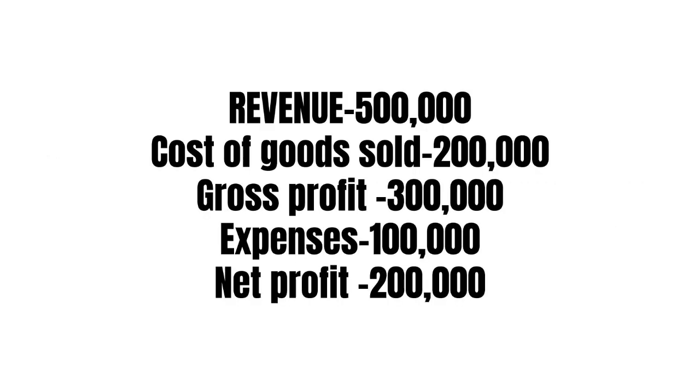Let's look at this example. We have a revenue of 500,000. The cost of goods sold is 200,000. Then the gross profit, that is when we deduct cost of goods sold from revenue, we have 300,000. Then the company makes expenses of 100,000. Then after we deduct the expenses, which is 100,000, from 300,000, we have 200,000. That is our net profit.